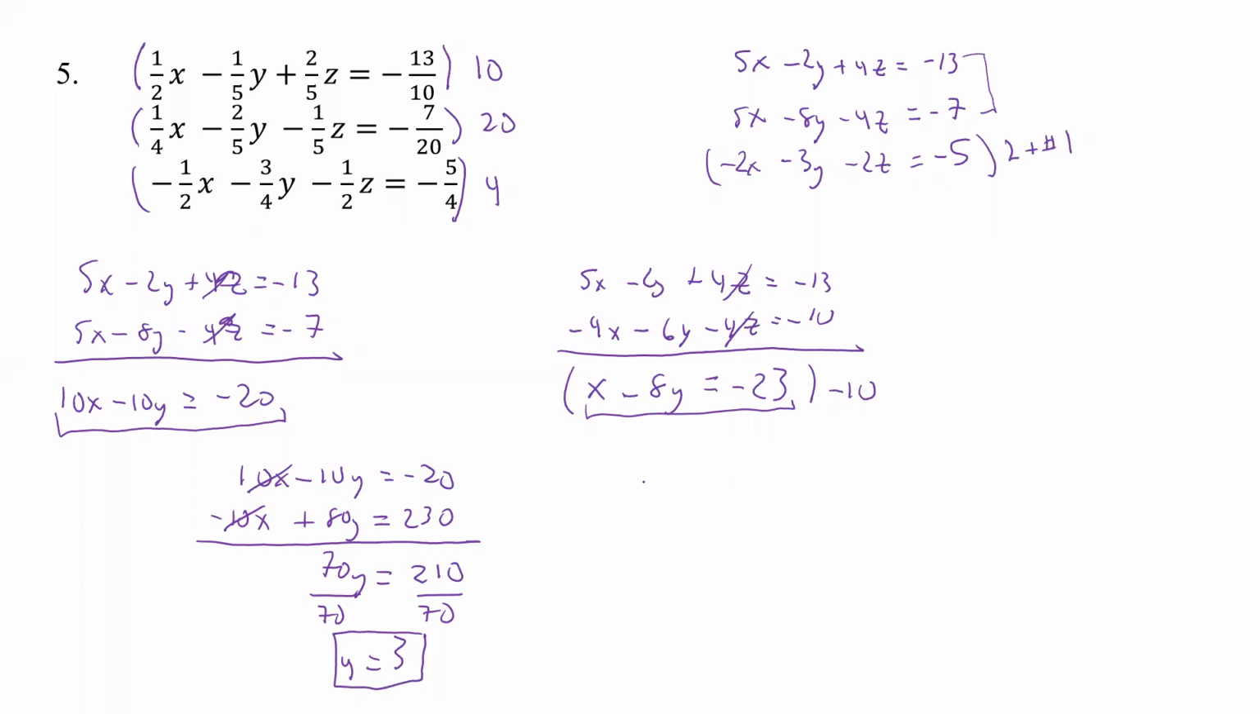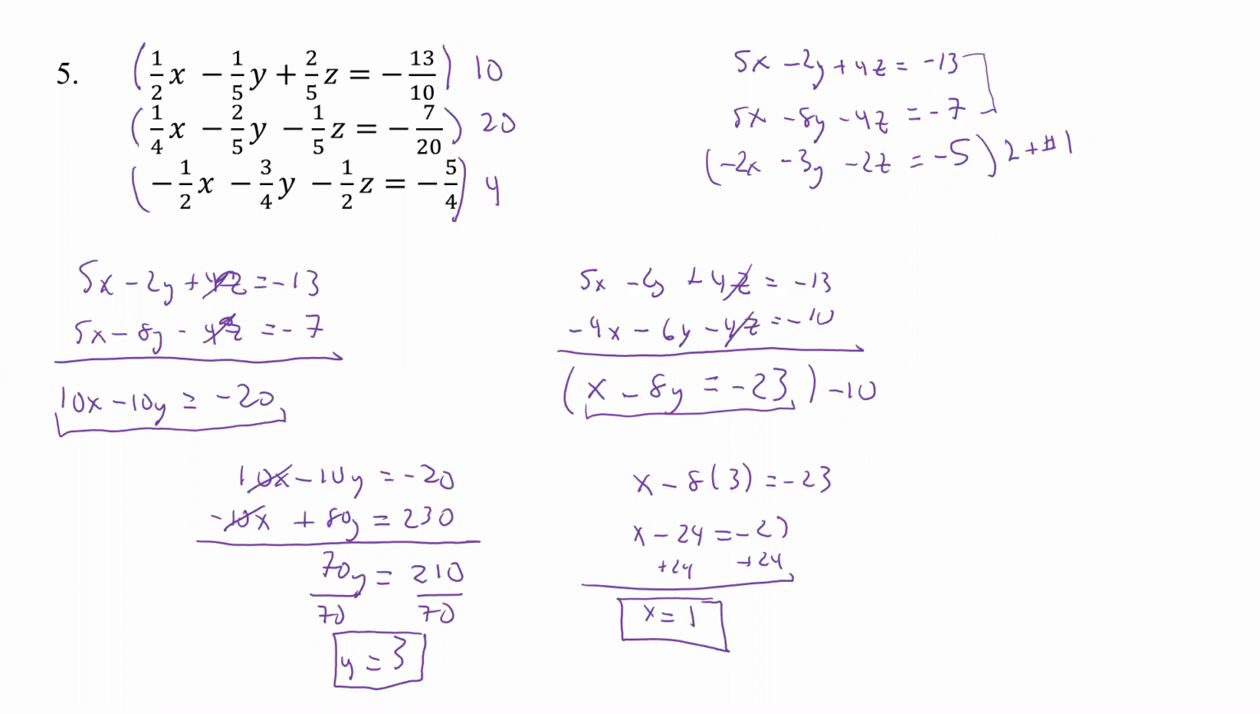Now if y is 3, I can solve for x on that one easy, so I'll do that. x minus 8 times 3 equals minus 23. So x minus 24 equals minus 23. Add 24. x equals 1. So that was pretty easy.